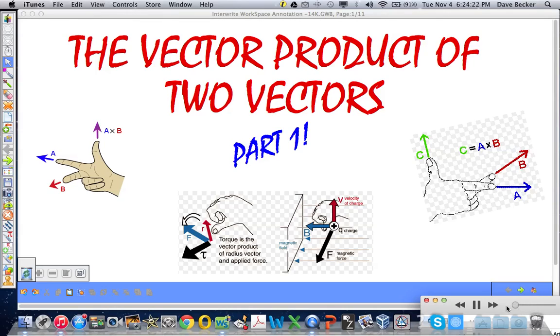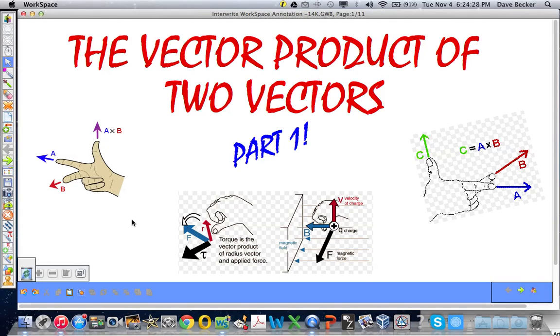Let's rage on the vector product of two vectors, shall we? We don't need no Juicy J or KDP. We have got mathematics. So, vector product of two vectors, part one.